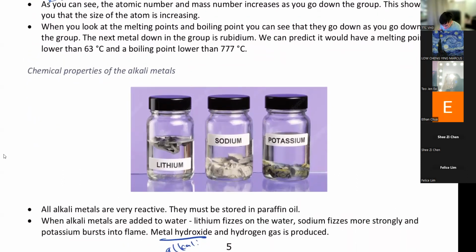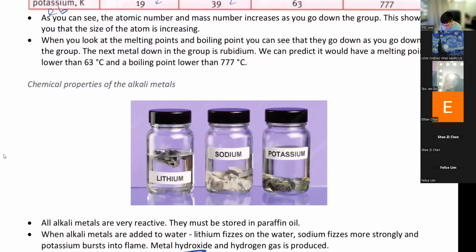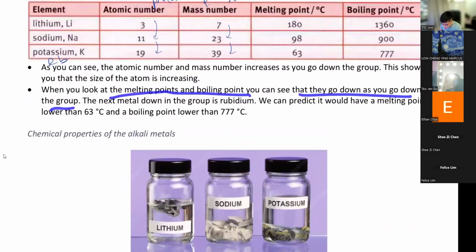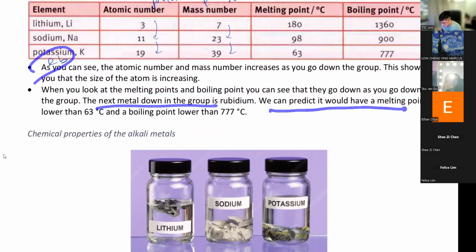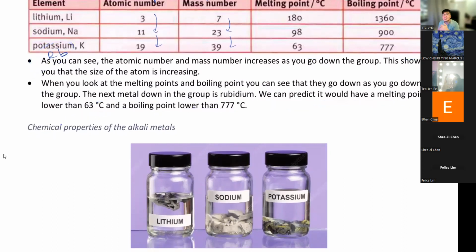As I mentioned last week, you can predict what happens to rubidium. When you look at the melting point and boiling point, they decrease as you go down the group. The next metal is rubidium. We can predict it would have a melting point lower than 63 and a boiling point lower than 777. This is what we call a trend.